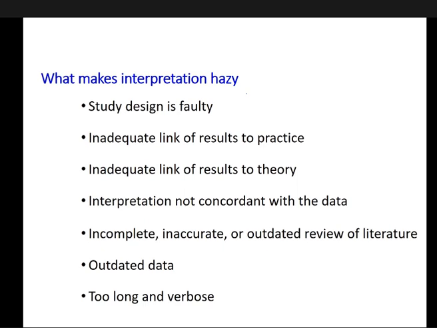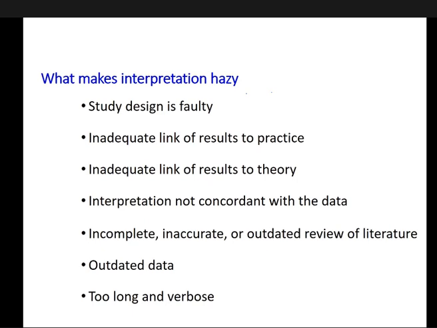The other point is incomplete, inaccurate, or outdated review of literature. We talked about how recent or how far back we need to review literature. And remember, when you are interpreting and discussing your results, you need to make reference to the existing literature. Each literature should be complete, should be accurate, and should be up to date.